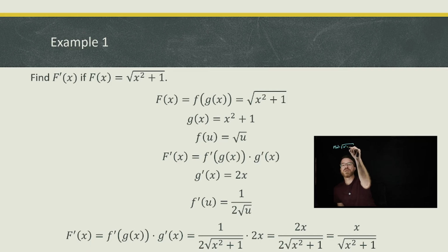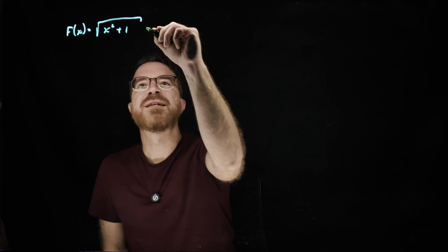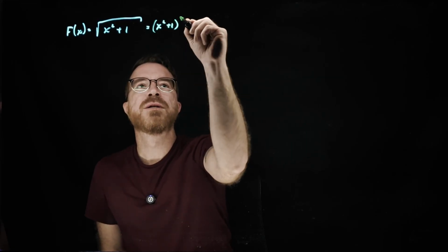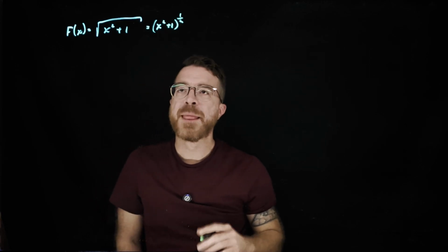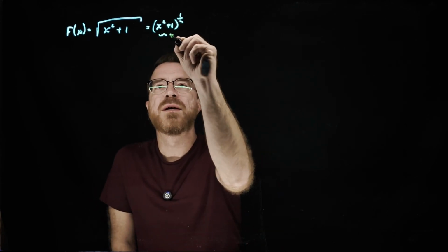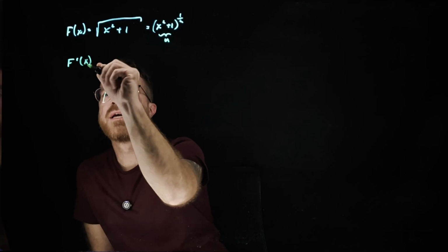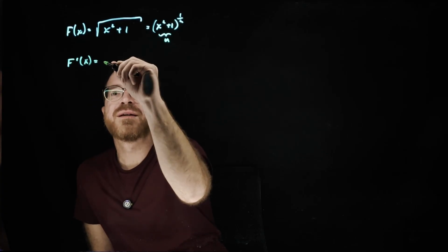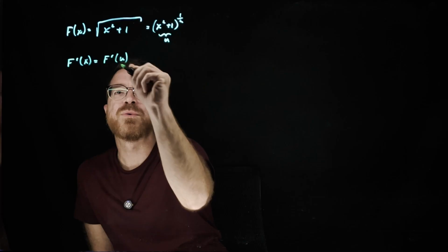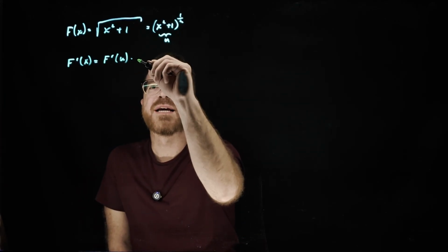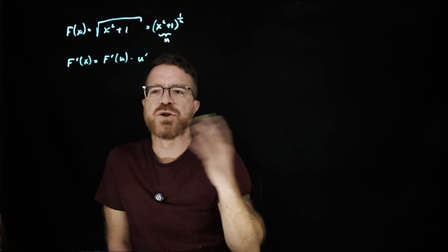For our first example, we have the function f of x is equal to the square root of x squared plus 1. And we want to figure out what is the derivative. So before we do that, as always, first thing I'm going to do, I'm going to rewrite this. So this is going to be x squared plus 1 to the 1/2 power. This is going to be our u. So when we take the derivative, f prime of x, this is going to be f prime of u times, and then the derivative of u, whatever that inside term is. So I'll just call it u prime.